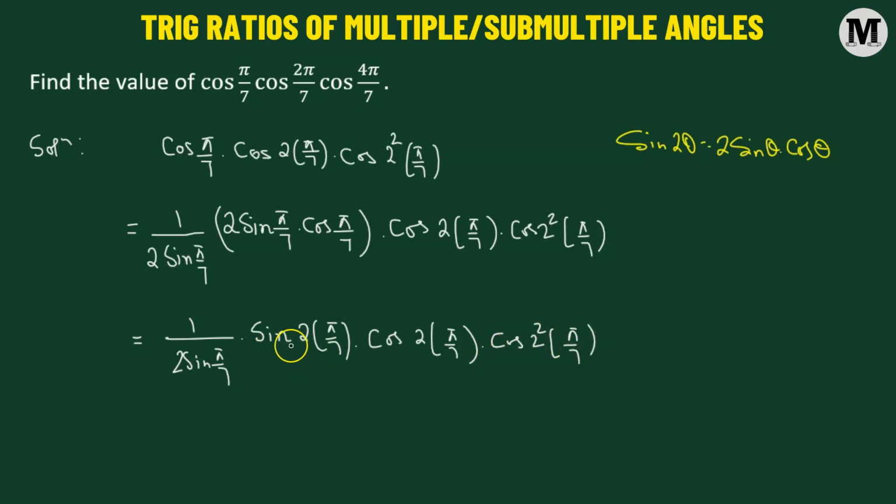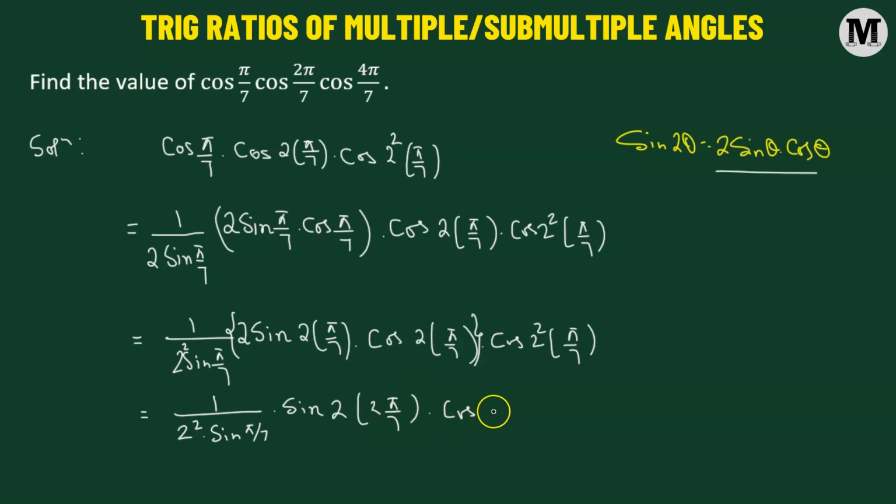Now, as you can see here we have cosine of 2 times pi over 7 multiplied to sine of 2 times pi over 7. This is exactly having the same form as 2 sine theta cosine theta, except that 2 is missing here. What we'll do, we will multiply by 2, and this is an extra term that we're multiplying, so we are going to factor it out by dividing by 2, which gives us 2 squared in the denominator. So now we have 1 over 2 squared times sine pi over 7 multiplied to, now what's the value of 2 sine 2 pi over 7 multiplied to cosine 2 pi over 7? So that will become sine of 2 times 2 pi over 7. So we have multiplied to it cosine of 2 squared times pi over 7.